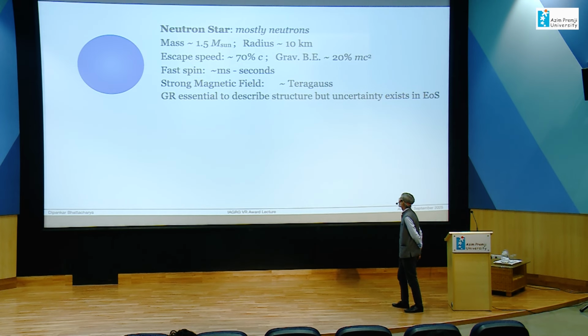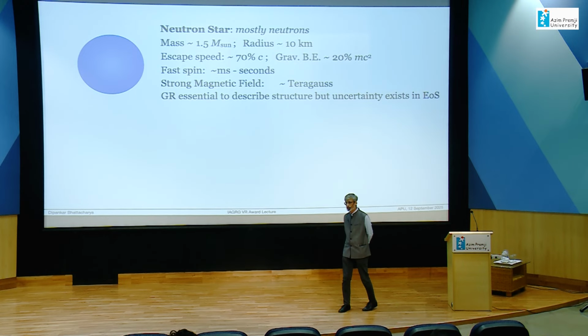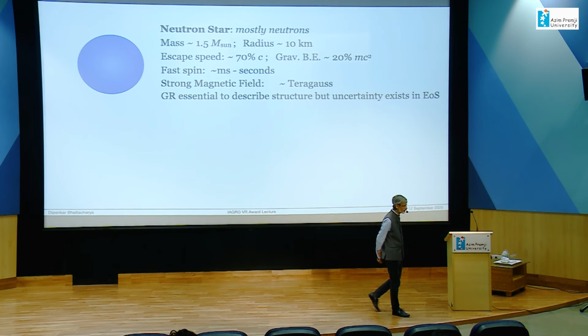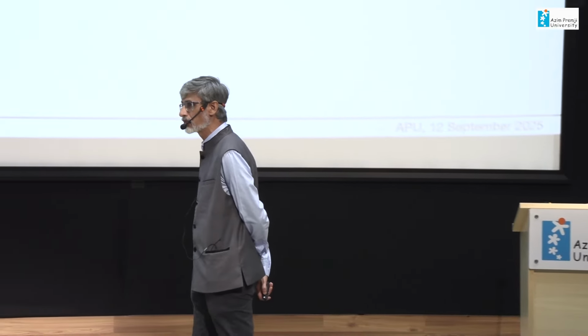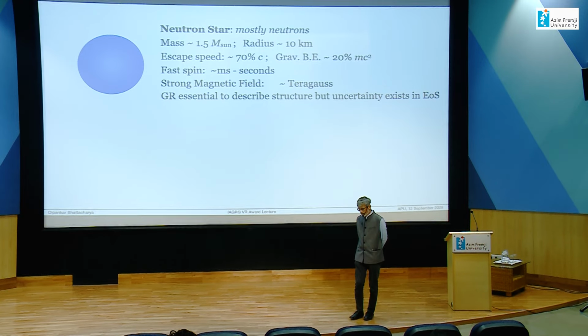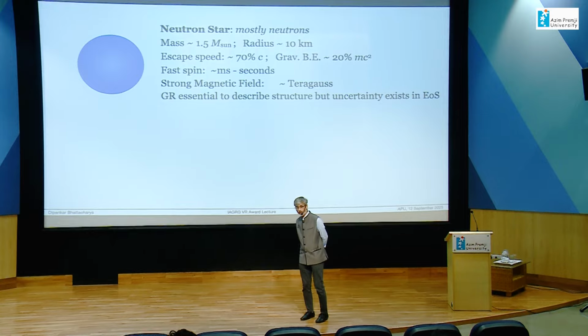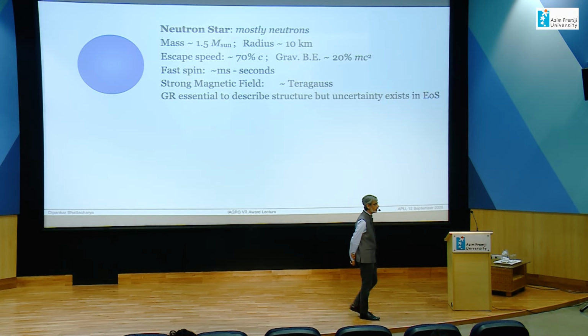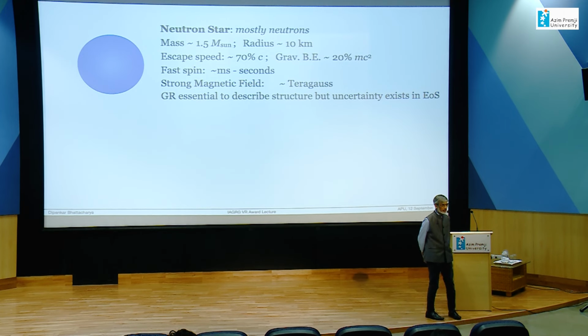They also have very strong magnetic fields, on average about a teragauss, but going all the way from gigagauss to about a petagauss. So given this very strongly relativistic nature of these objects, you need to use general relativity to describe anything that goes on in this object, including its internal structure.